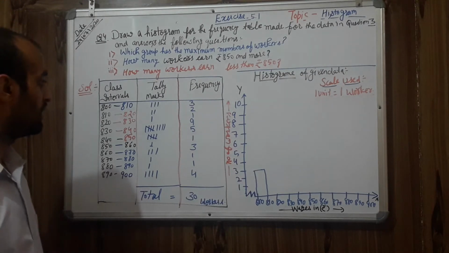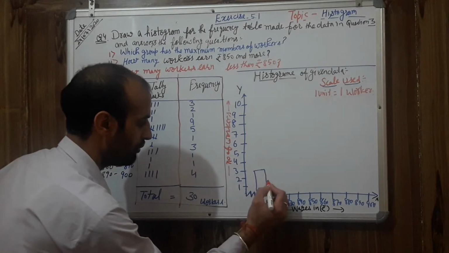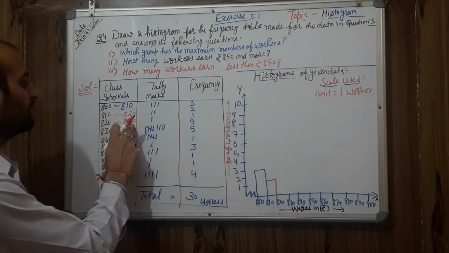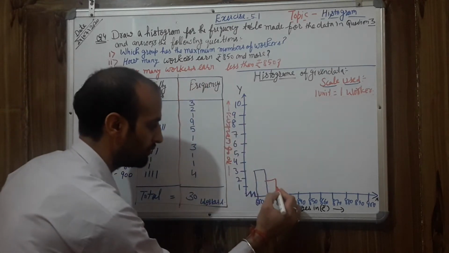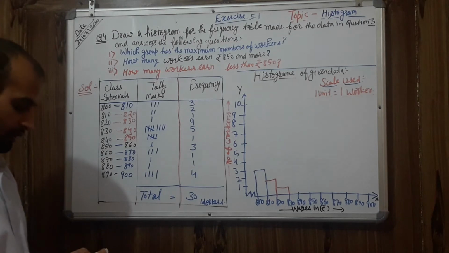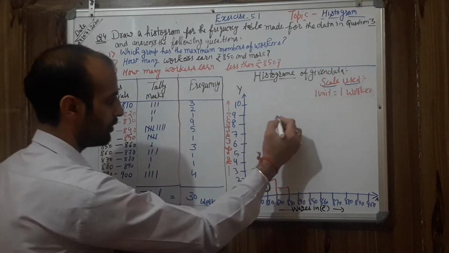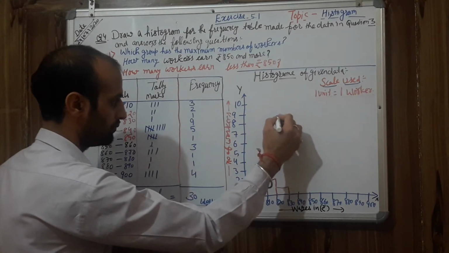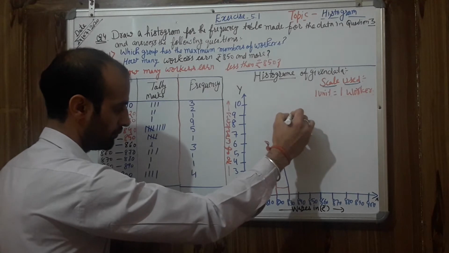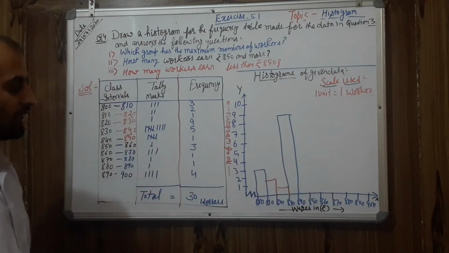Next we have 810 to 820. We have only 2. Then 820 to 830 we have only 1, so up to 1. Next 830 to 840. You can see here we have 9. So up to 9 I need to go up. So you can see this is 830 to 840.